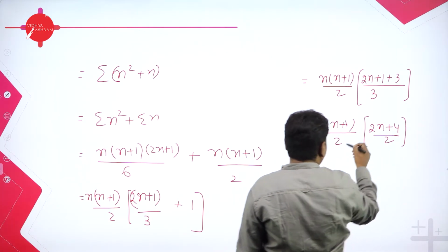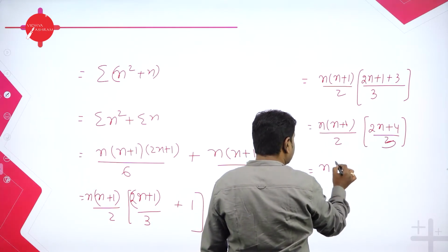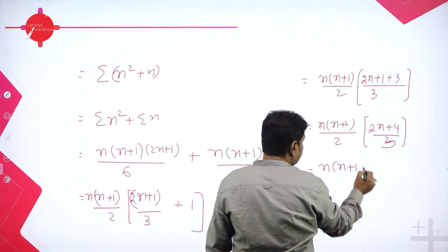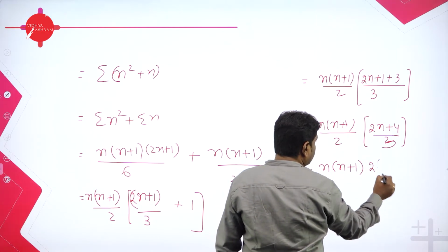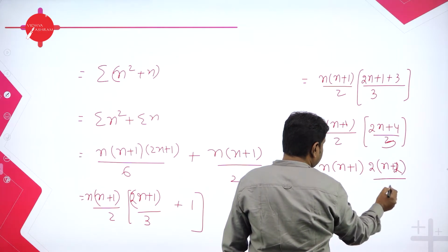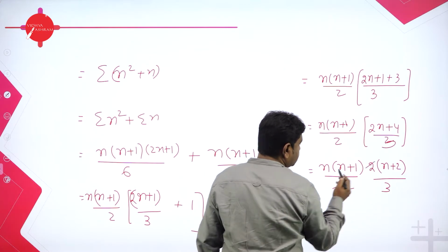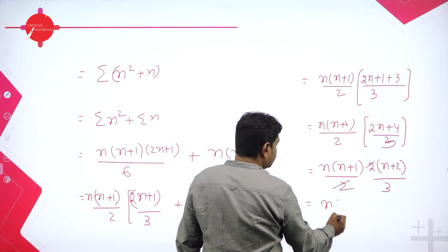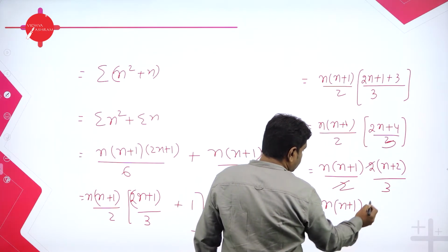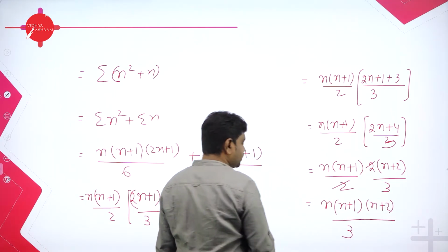Sorry, it is by 3. So in the numerator, I can take 2 common. So n into n plus 1 into, if I take 2 common, it will become 2 into n plus 2, by 3. Here we have by 2. So now 2 cancels. So we are left with n into n plus 1 into n plus 2 divided by 3. This is the summation.